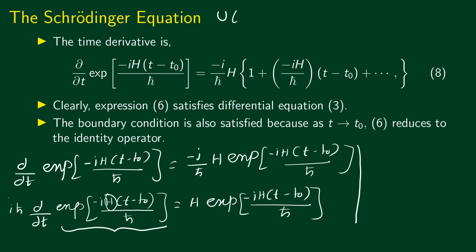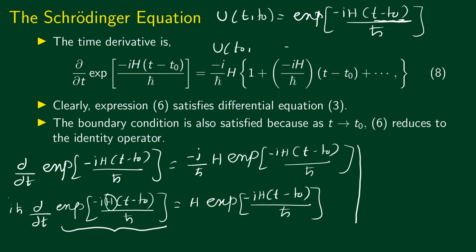So our solution is U(t, t0) equal to exponential minus iH(t − t0)/ħ. You just put t equal to t0 here, and the argument becomes 0 and exponential of 0 is equal to 1. So you see that U(t0, t0) is equal to the identity operator, because putting t equal to t0 gives a 0 in the argument of the exponential, and exponential of 0 is just the identity operator in this situation. So it also satisfies the boundary condition, because as t tends to t0, our solution reduces to the identity operator.